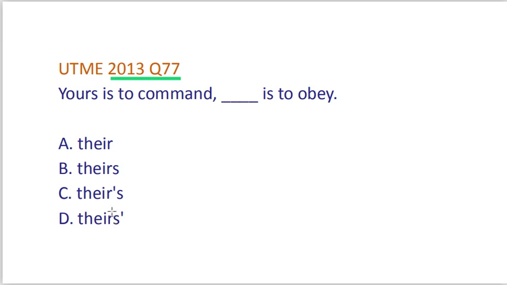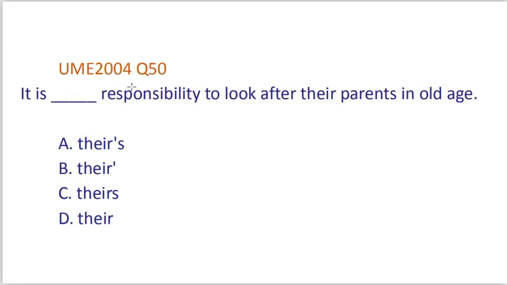All of these ones with apostrophe are almost always the wrong options. So the correct option is option B. That is the possessive pronoun. Yours is to command, theirs is to obey. Option B.